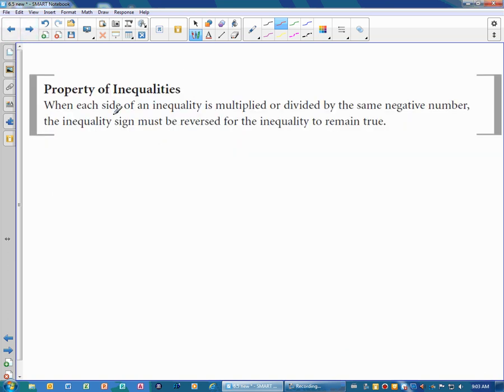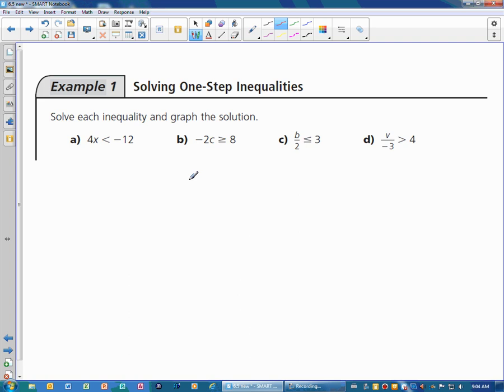Okay, and then there's the property of inequalities. When each side of an inequality is multiplied or divided by the same negative number, you have to reverse or switch the sign. Okay, so let's give it a try. Example number 1 says solve each inequality and graph the solution.